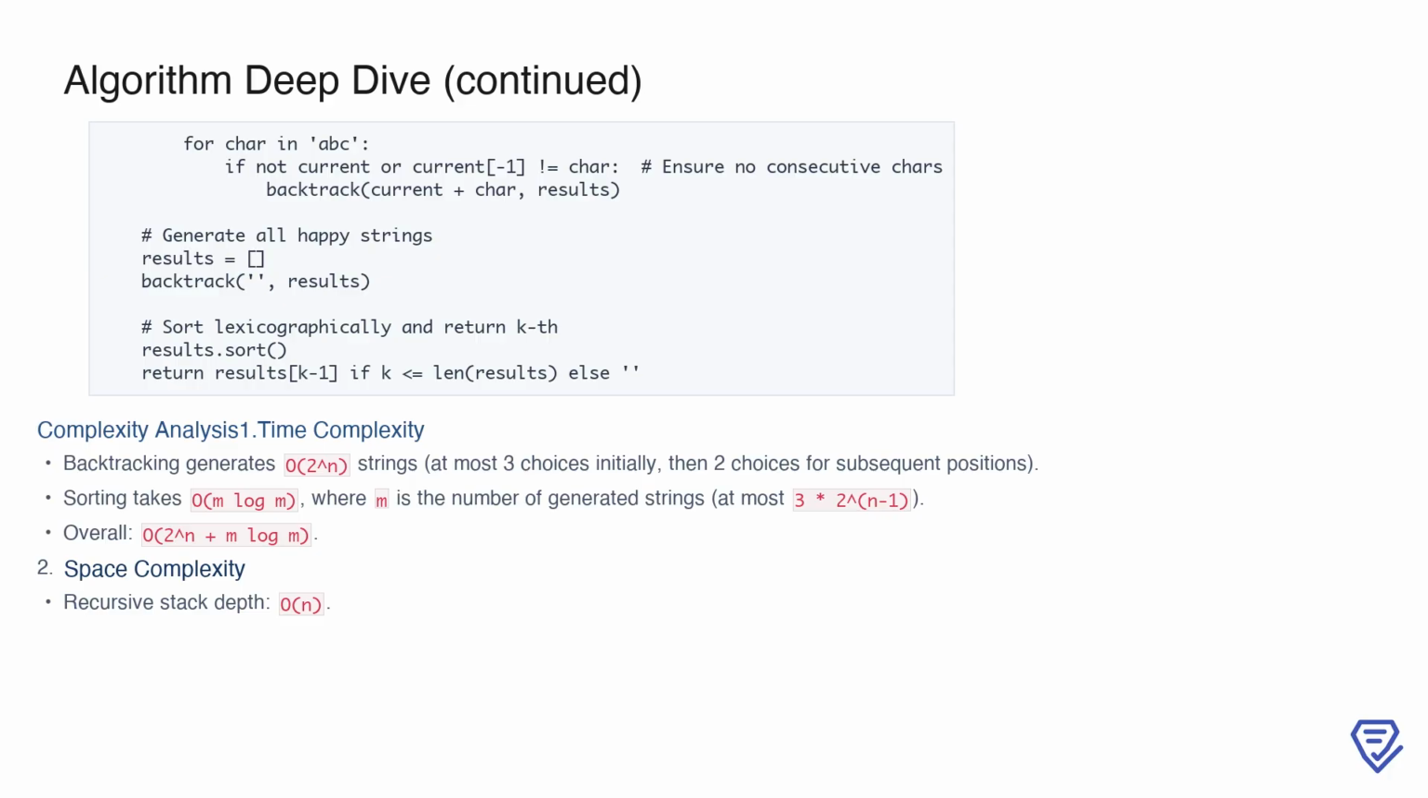For space complexity, the depth of the recursive call stack is n, and the result list stores up to 2 to the power of n strings, each of length n. This gives an overall space complexity of 2 to the power of n times n.